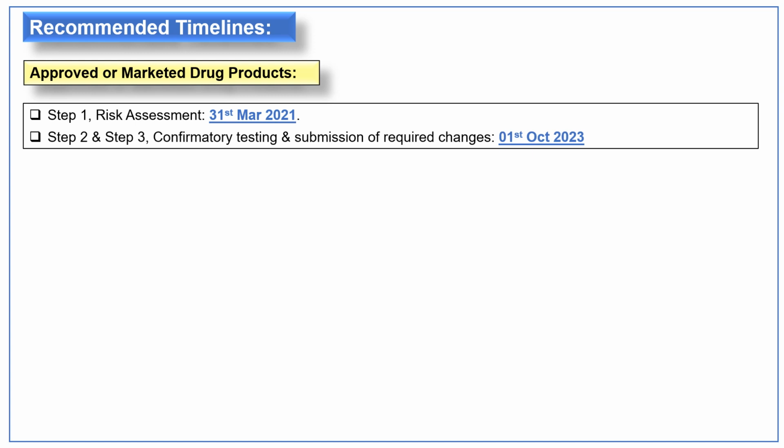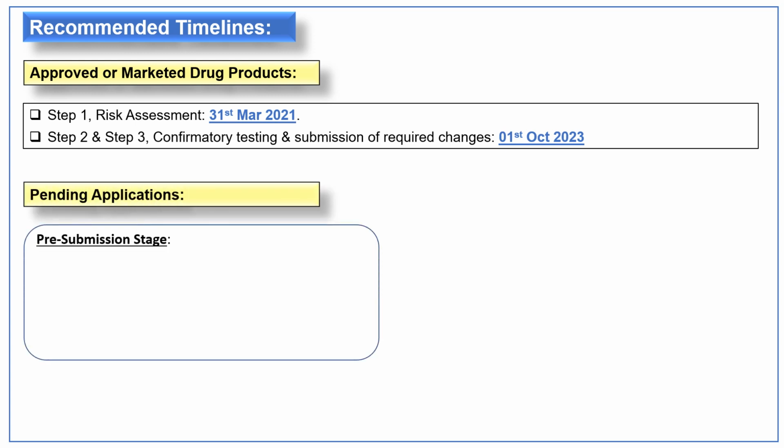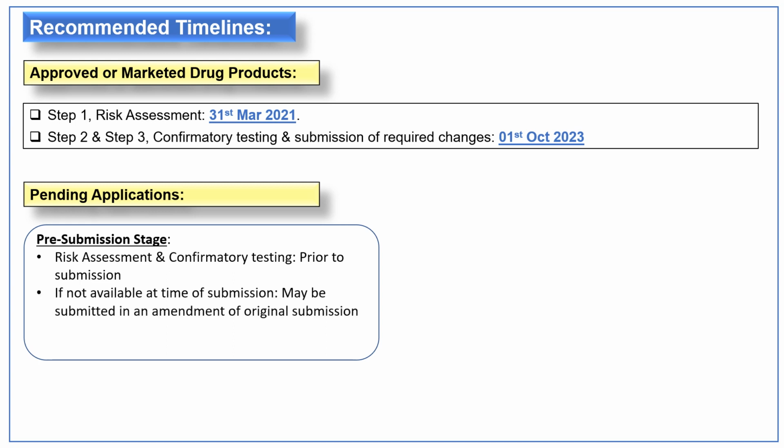The step 2 and step 3, that is confirmatory testing and submission of the required changes, has to be completed by 1st of October 2023. For the pending applications which are in the pre-submission stage, risk assessment and confirmatory testing has to be done prior to the submission, and if not available at the time of submission, may be submitted as an amendment to the original submission as soon as possible.